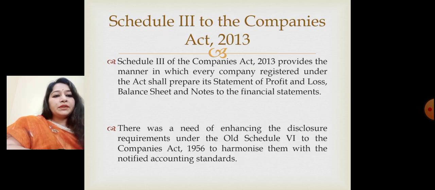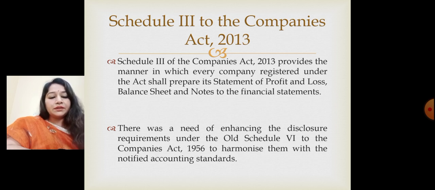Schedule 3 of the Companies Act 2013. Schedule 3 of the Companies Act 2013 provides the manner in which every company registered under the Act shall prepare its statement of profit and loss, balance sheet, and notes to the financial statement. There was a need of enhancing the disclosure requirement under the old Schedule 6 to the Companies Act 1956 to harmonize them with the notified accounting standard.